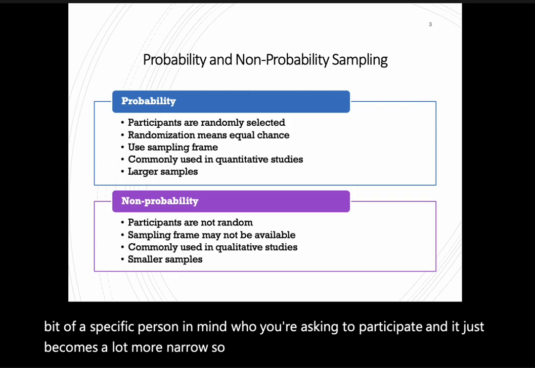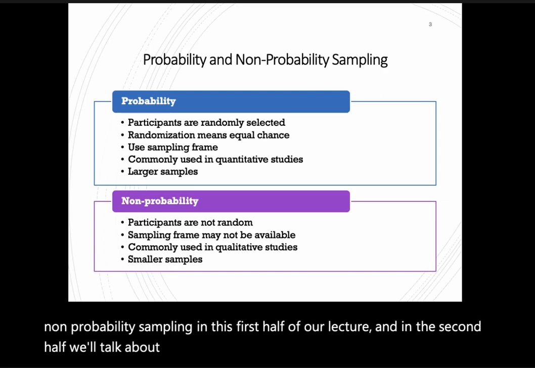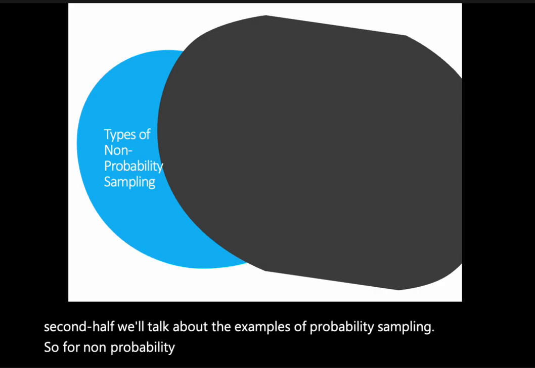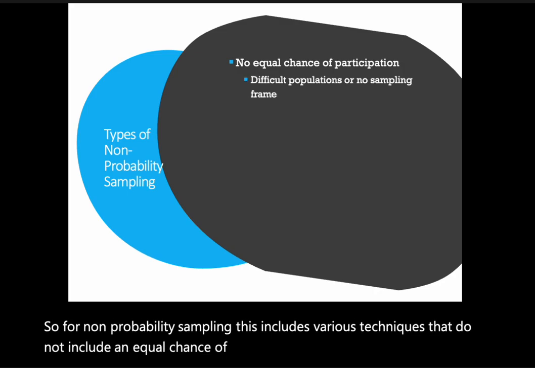So let's break down the common examples of non-probability sampling in this first half of our lecture, and in the second half we'll talk about the examples of probability sampling. Non-probability sampling includes various techniques that do not include an equal chance of participation in the study.